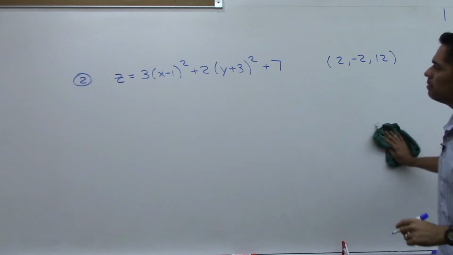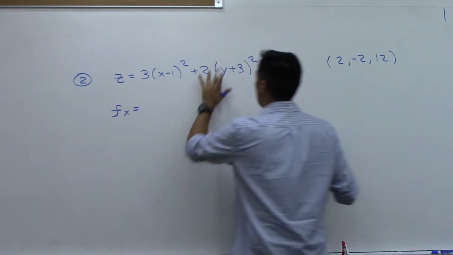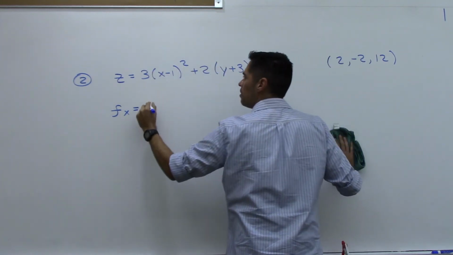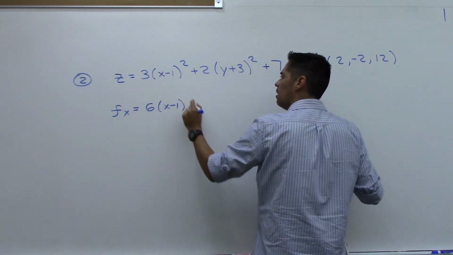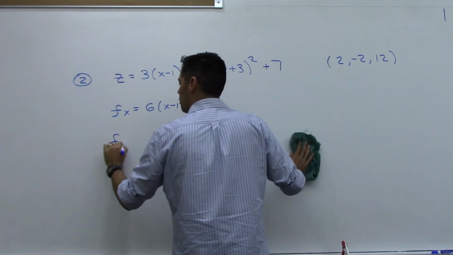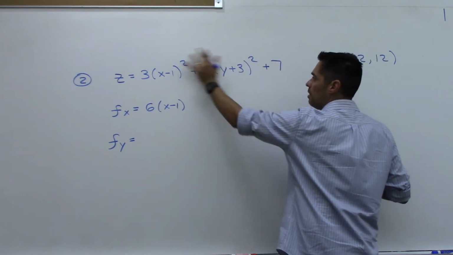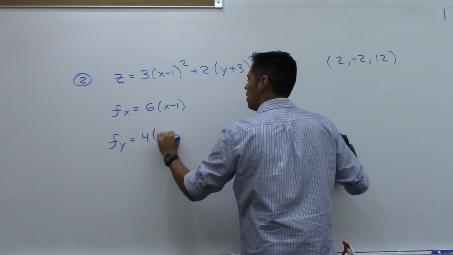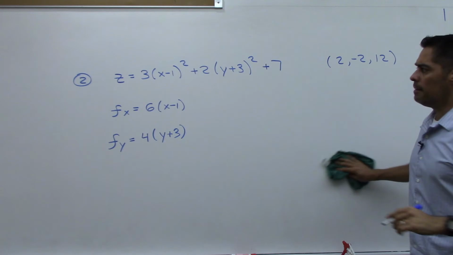All right, so I'll go a little quicker through this one. Partial of f with respect to x, well, this is all going to be constant, so 0. Just do derivative of this. So 2 drops out, 6, x minus 1 to the first power, times the derivative of what's inside, which is just 1. Partial of f with respect to y is going to be, this is a constant, so they're gone just here. So 2 drops out, I get 4, y plus 3 to the first power, and then derivative of what's inside, which is just 1.